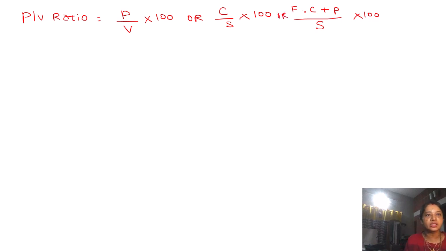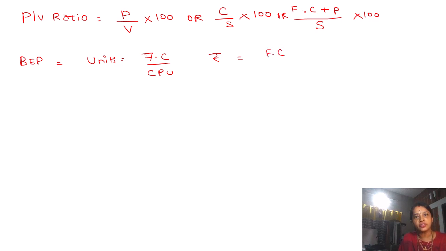Now the next one is break-even point. Break-even point in units, the formula was fixed cost divided by contribution per unit. If you want break-even point in rupees, then the formula was fixed cost divided by contribution per unit into selling price per unit, or fixed cost divided by PV ratio. This was the formula for break-even point.